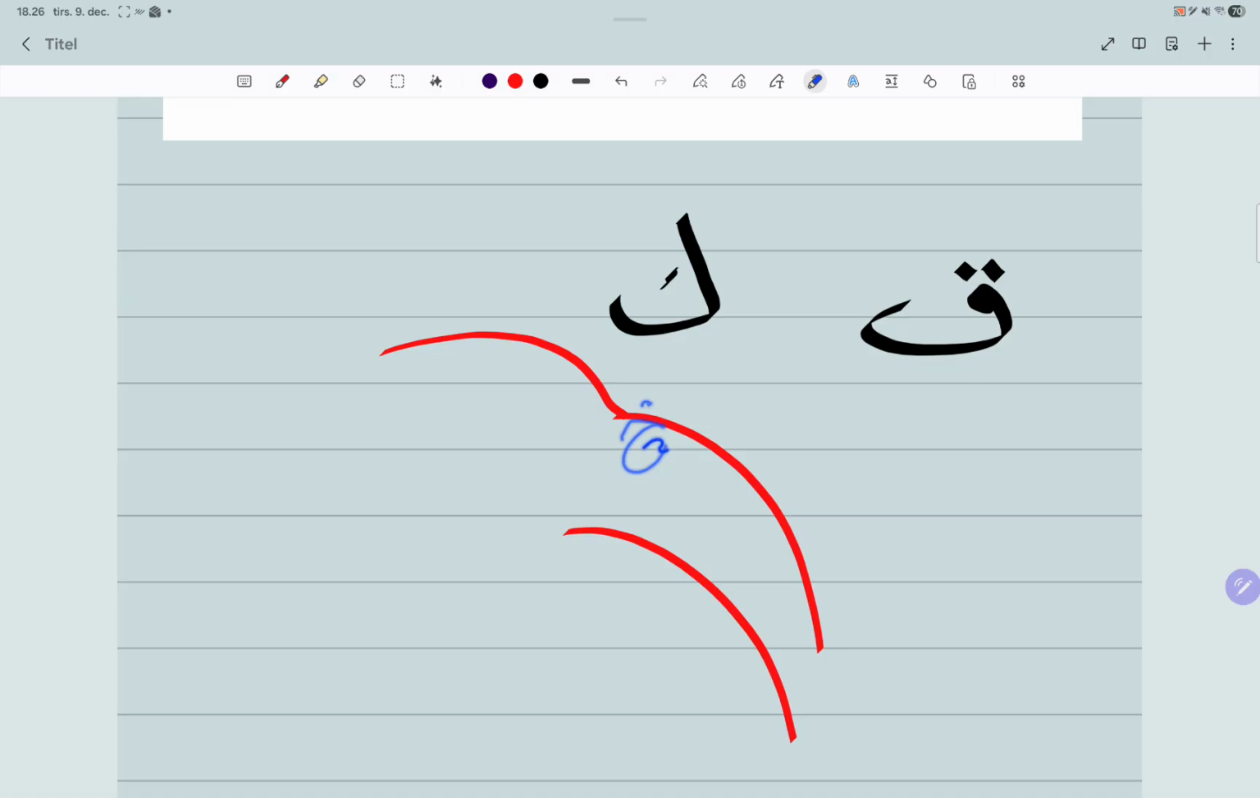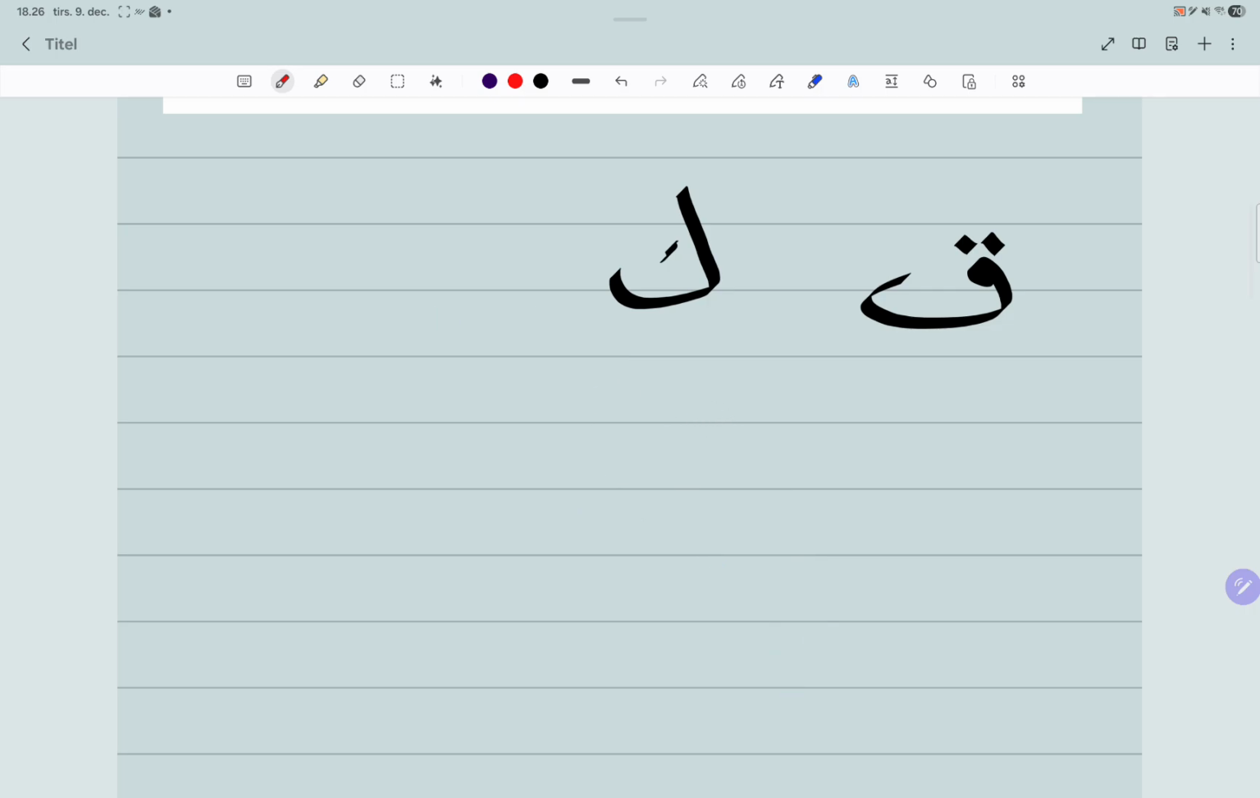No, kha is the letter we have learned, and it's scratching, like rubbing something with another thing. You make that kha sound. So each letter you have to practice a lot of times while looking at them, because otherwise you will forget them. Kaf, qaf. Good.